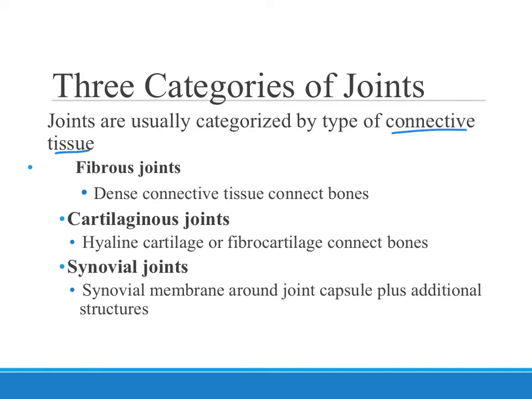So the first type of joint is a fibrous joint, where we have dense connective tissue connecting the bones. Then there are cartilaginous joints, where you have hyaline cartilage or fibrocartilage connecting the bones. And then last, the synovial joints, where we have synovial membranes around a joint capsule and additional structures in these joints. Synovial joints are the most freely movable, so when we think about joints, really most of the time we're thinking about those synovial joints.